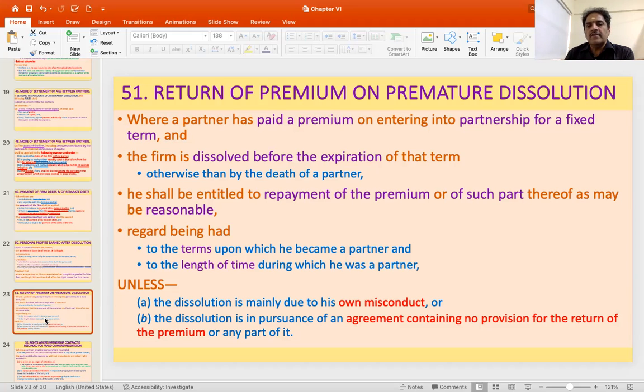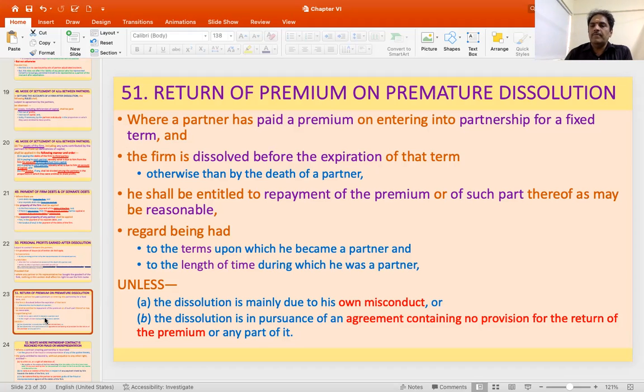This section will not be applicable where the dissolution is because of the death of a partner. In any other case of dissolution, this provision will apply. The other requirement is that the partnership should be for a fixed term, and he has come in by paying a premium. Now, how much of that premium is supposed to be returned? What you take into consideration is the regard being had to the terms upon which he became a partner and to the length of time during which he was a partner. So at the time of entering, what was the mechanism of payment intended to be made to this person who is joining by paying a premium?